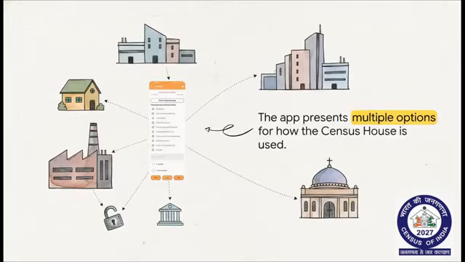As you can see, the app gives you this whole list of options, everything from a simple residence to a factory or a place of worship.